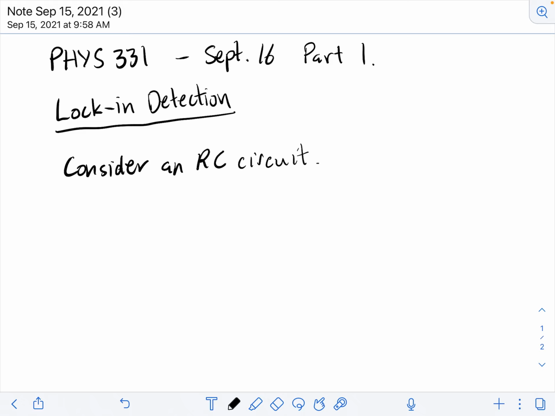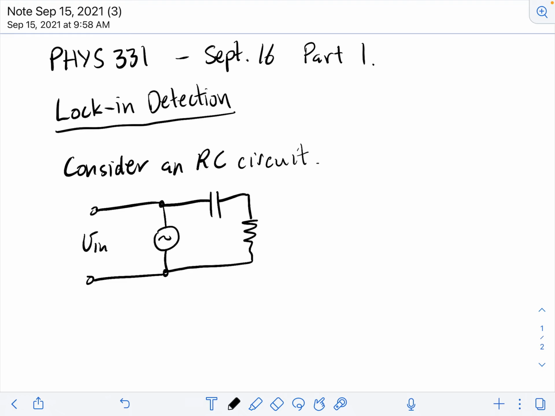So what we're going to do is we're going to drive our circuit with an AC signal of some known frequency that we set. So there's our signal generator, and then we're going to have a series combination of a capacitor and a resistor and go back to the generator. So here's C and R.